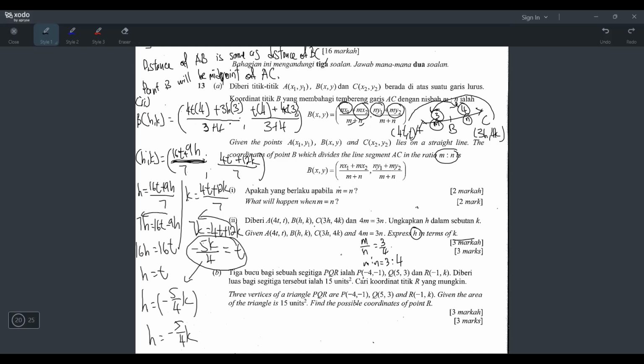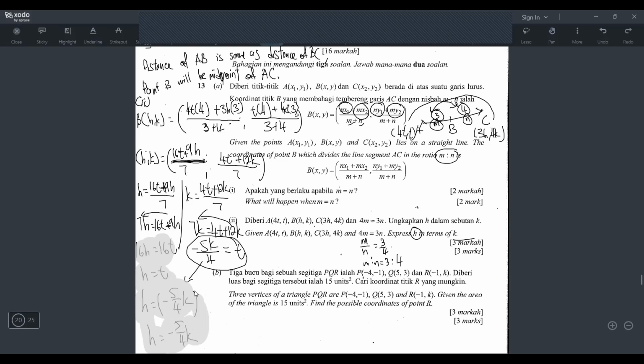Okay, let me check where I did wrong. t equals negative 5 over 4 k, betul. This one is h. Okay, I think I know where I did wrong. This one is plus, so this should be plus also, right? So I made a careless mistake again. Sorry, everybody, sorry. So this is plus 9. So this one is a bit wrong already. So let me fix it.